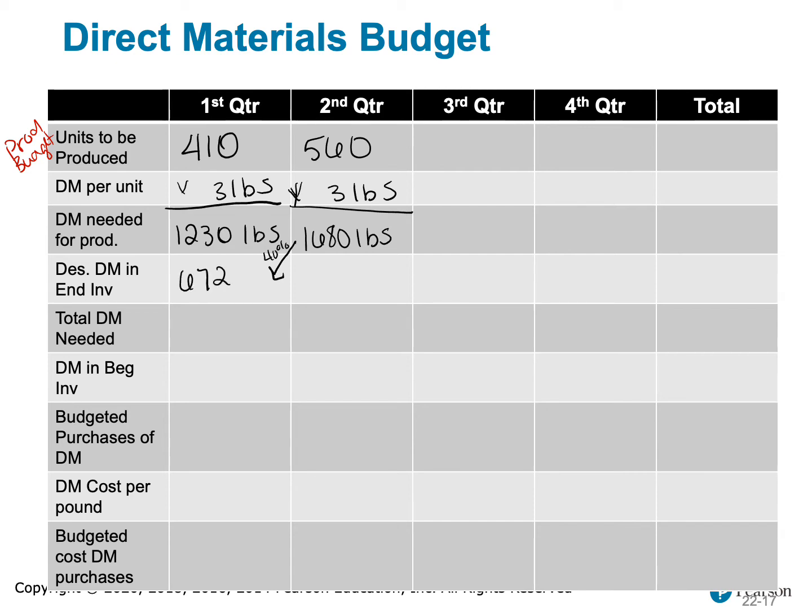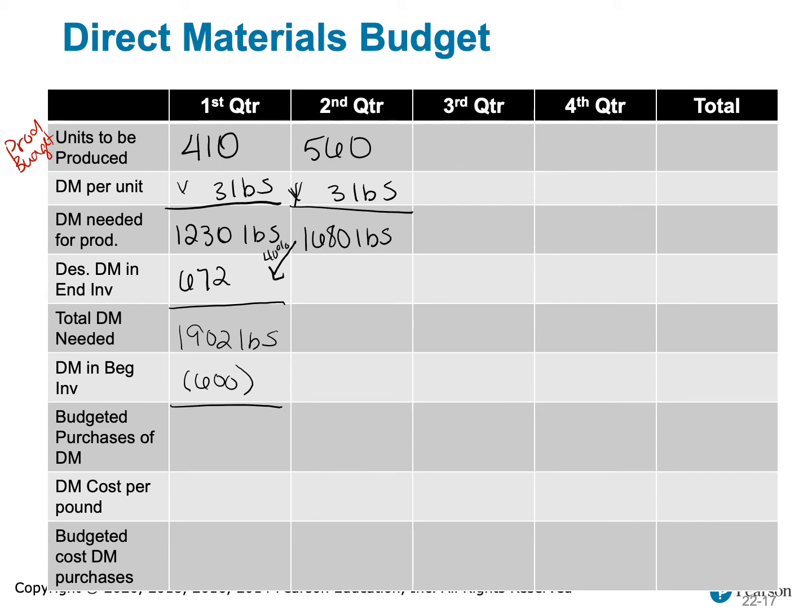So 40% of 1,680, if I've done my math right, is 672 pounds. So that means in quarter one, I need the 1,230 pounds just to make quarter one's production. Plus, I also want to go ahead and pre-buy 672 pounds that I'm going to use in quarter two. So in total, I'm going to need materials of 1,902 pounds. But remember, I already had 600 pounds of materials in beginning inventory, so I don't have to buy those. I already have those.